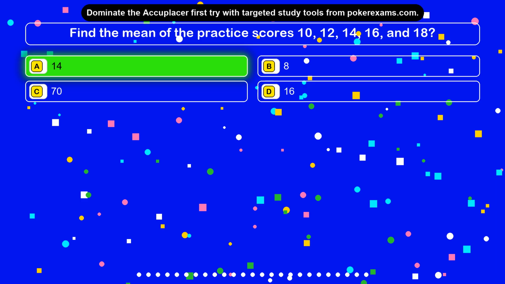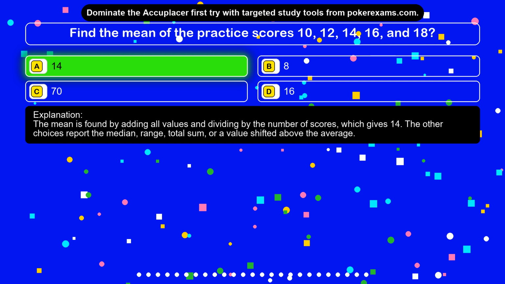The correct answer is option A, 14. The mean is found by adding all values and dividing by the number of scores, which gives 14. The other choices report the median, range, total sum, or a value shifted above the average.